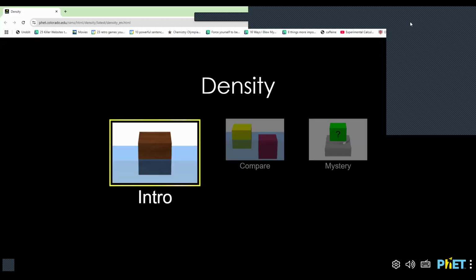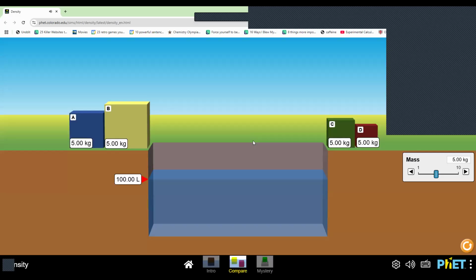So this tool right here is pretty cool. It's called PhET. It's hosted at the University of Colorado. It's lots of demonstrations and visualizations of different concepts. So here what we have is different objects. We have a set volume. So I'm going to take this object that's 5 kilograms. Notice all of these are 5 kilograms.